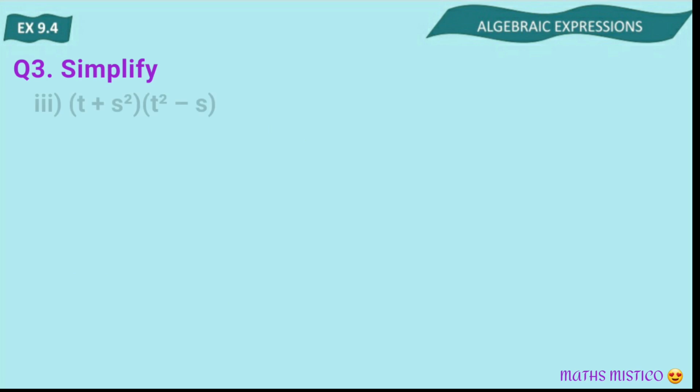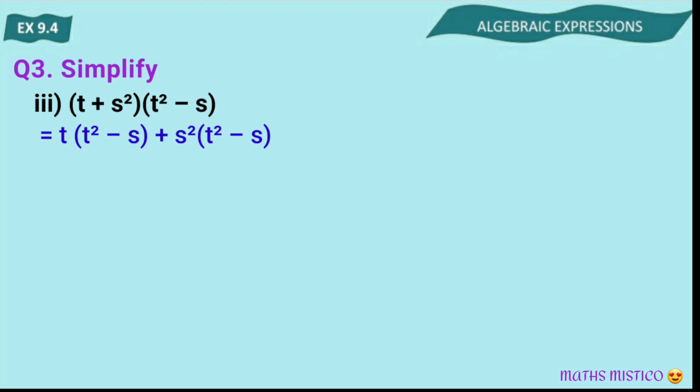Next part, t into second bracket plus s square into second bracket gives us t into t square, t cube, minus t into s means st, plus s square into t square means s square t square, plus into minus minus, s square into s means s cube. No like terms here, and this is the final answer.